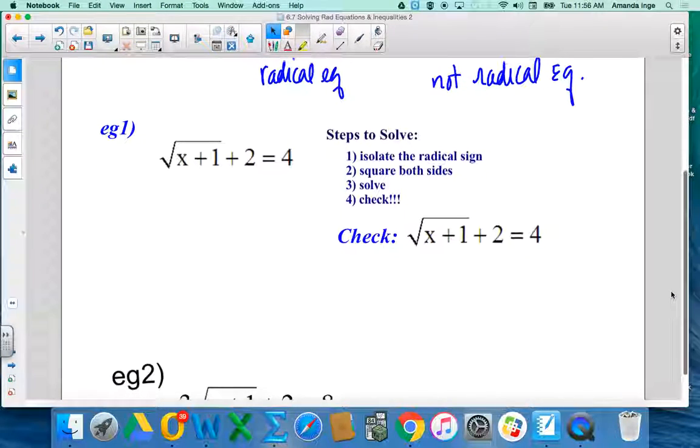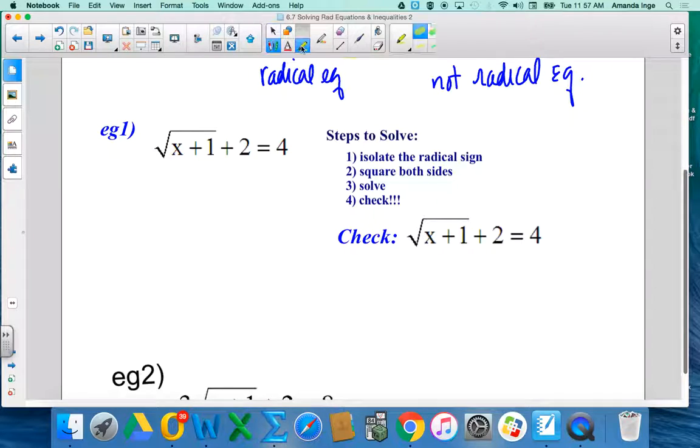So my first example says the square root of x plus 1 plus 2 is equal to 4. So the first thing you want to do is isolate the radical sign. That means you get the radical sign by itself. So you want everything except for the radical sign and what's underneath it on one side of the equation, if you can do that. The first thing we would do here is subtract 2.